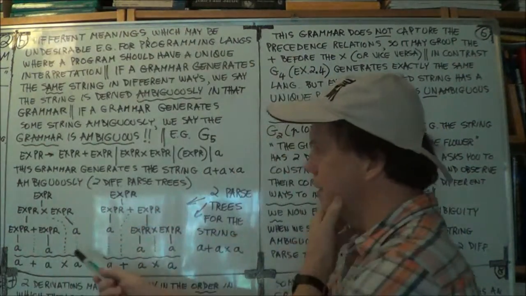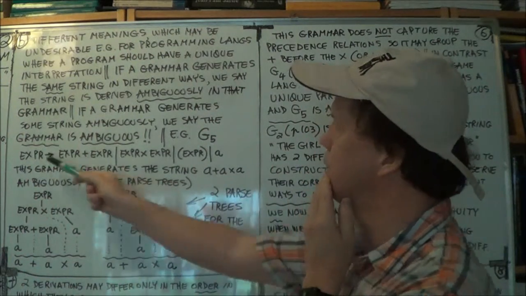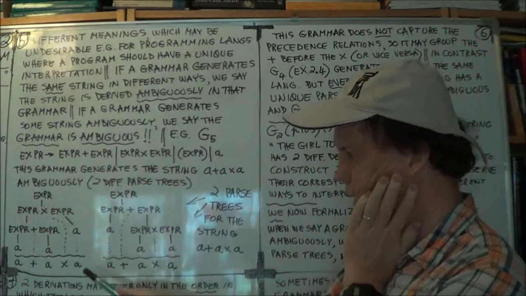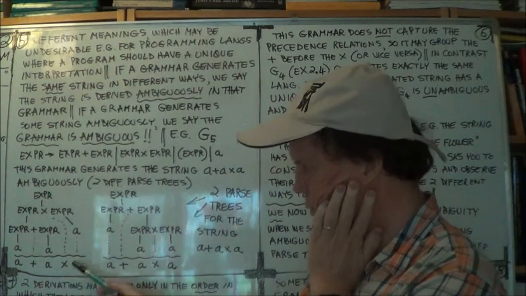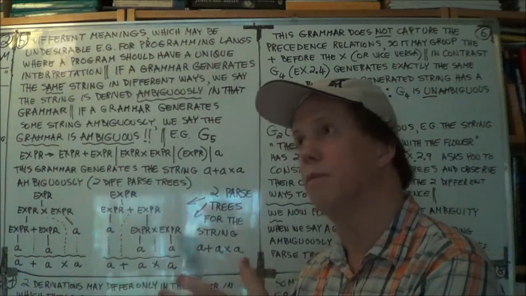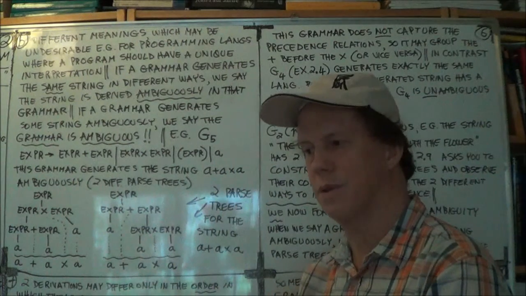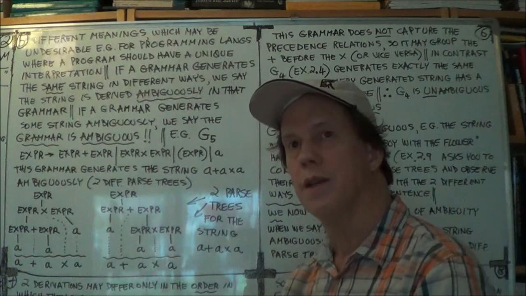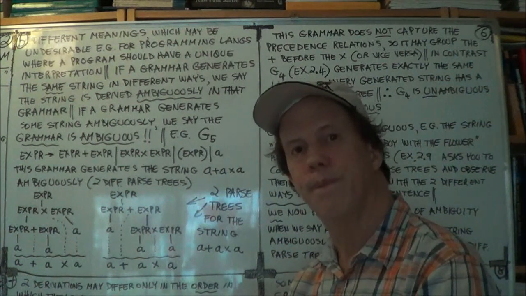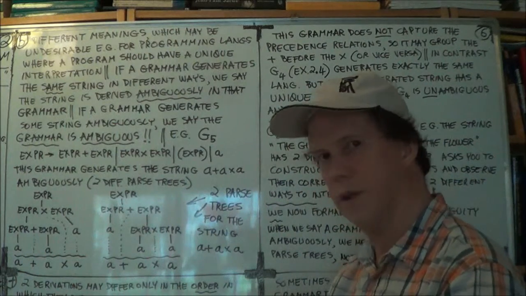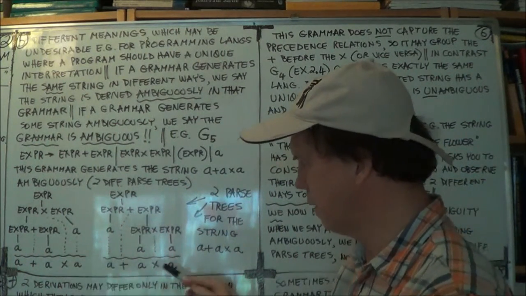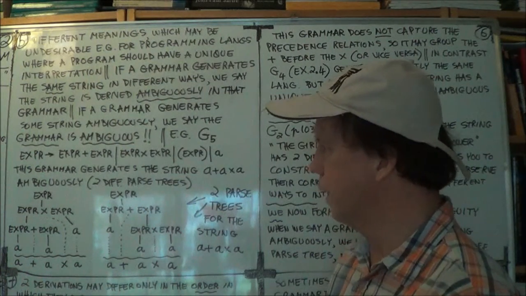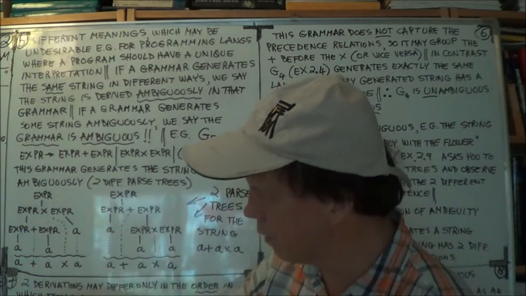Now this particular grammar, this set of rules, doesn't capture, what's the word? Well, that's the technical word you hear used, capture. It doesn't capture the precedence rules. It doesn't use the precedence rules of ordinary arithmetic. Okay? So you get this ambiguity.